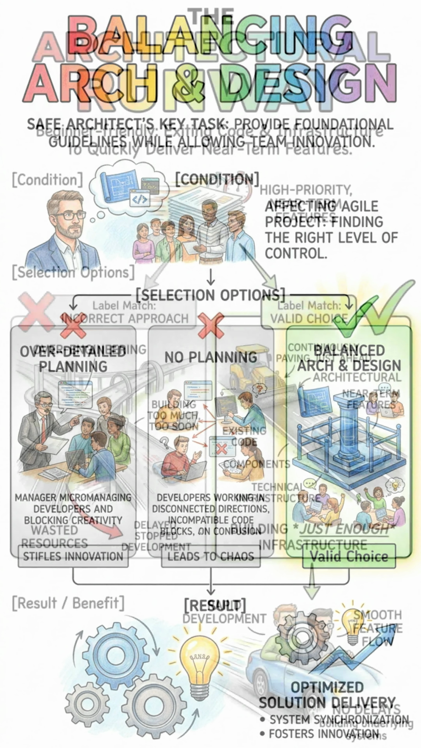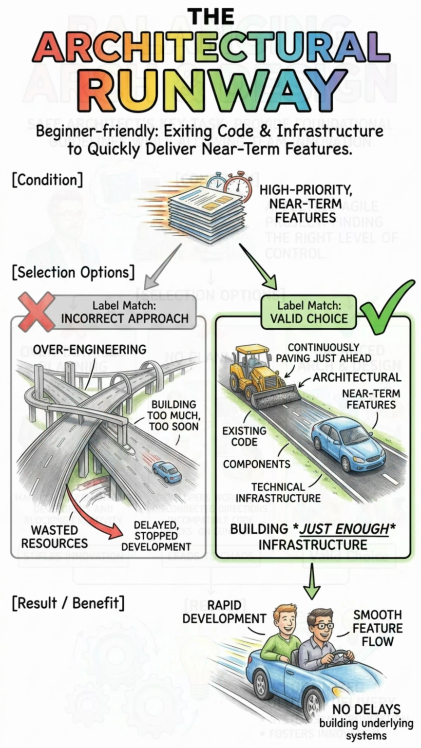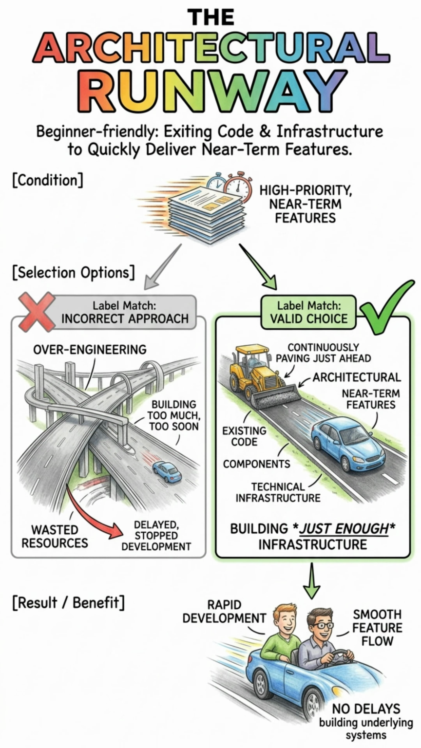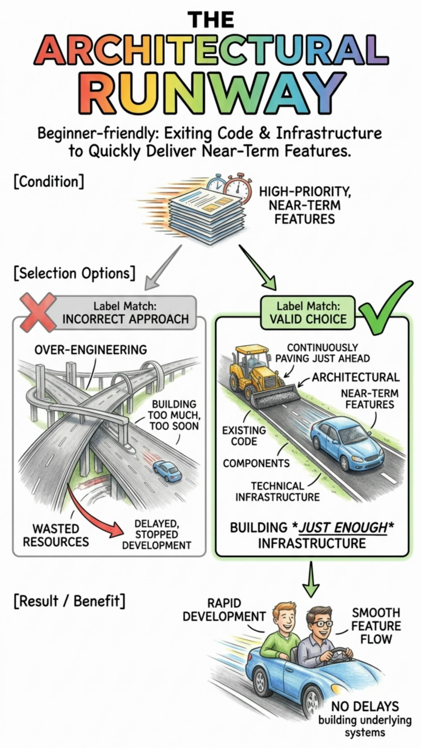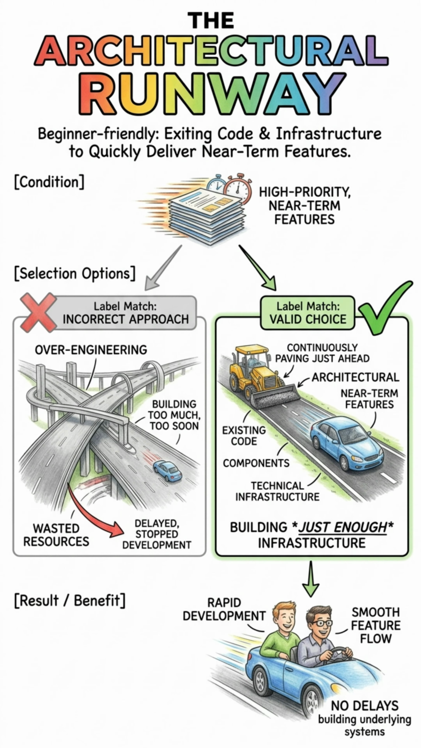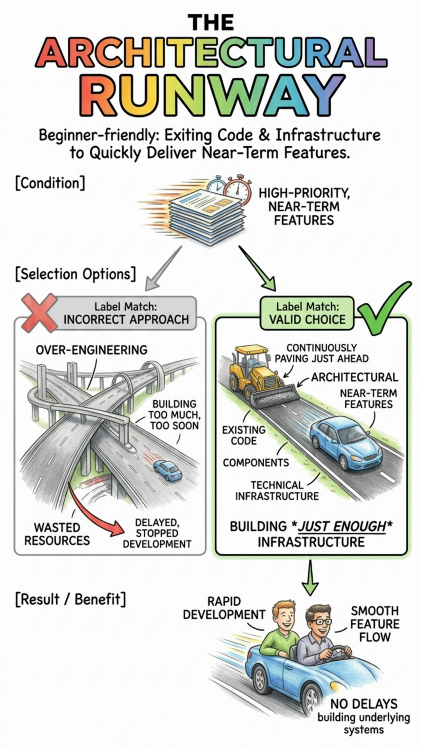The mechanism that supports this delicate balance is called the architectural runway. The architectural runway consists of the existing code, components, and technical infrastructure necessary to support the implementation of high-priority, near-term features. Think of it like paving a smooth road just in front of a moving car, ensuring the developers can drive forward quickly without having to stop and build the underlying infrastructure themselves. You will be tested on how to continuously build and maintain this runway without over-engineering it.